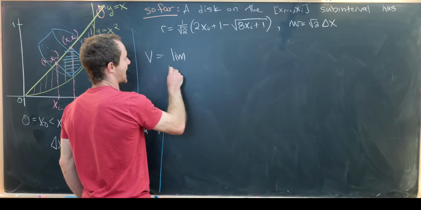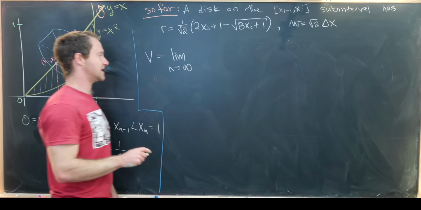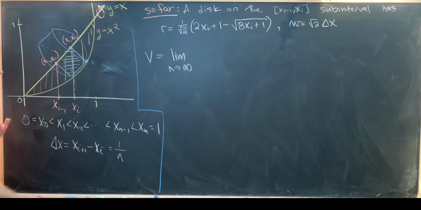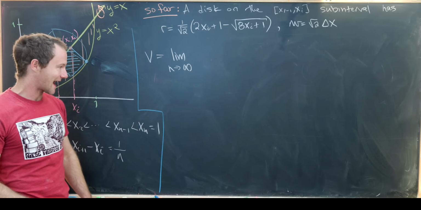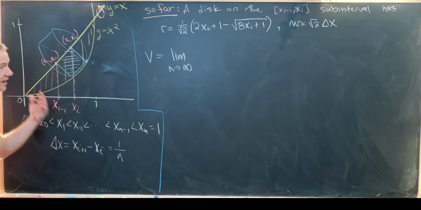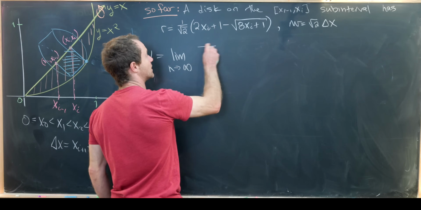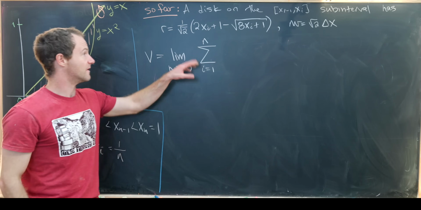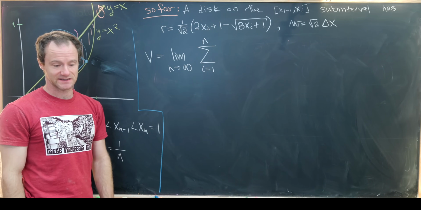limit as the number of subintervals goes to infinity. So here we've got n subintervals, but if we let n go to infinity, we know we're going to get an exact solution instead of an approximate solution. And then we'll sum from i equals 1 to n of the volume of each of these disks.